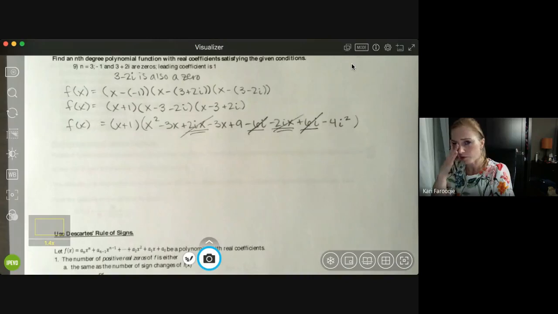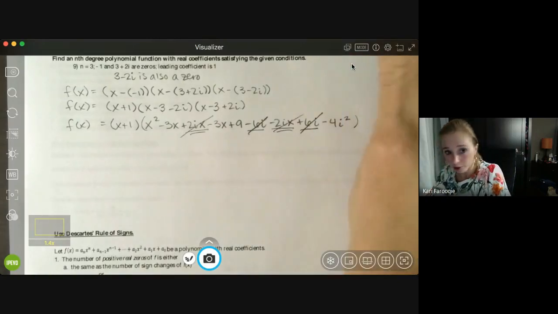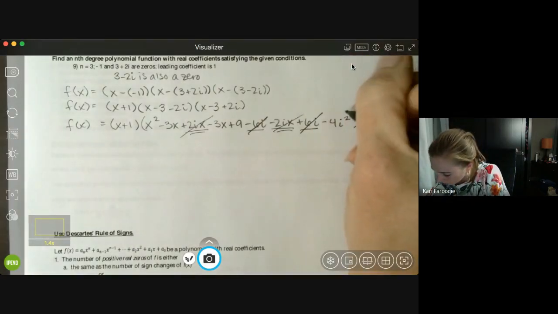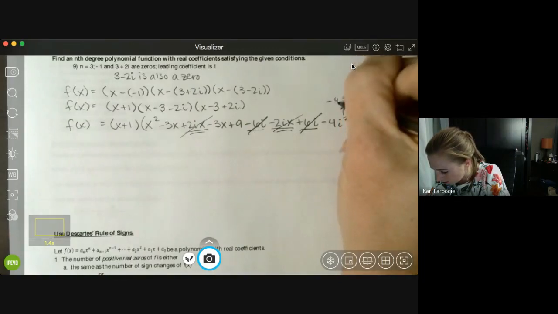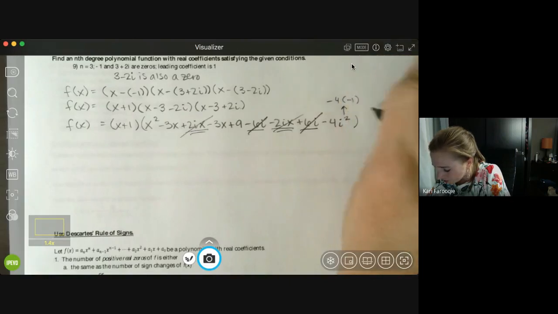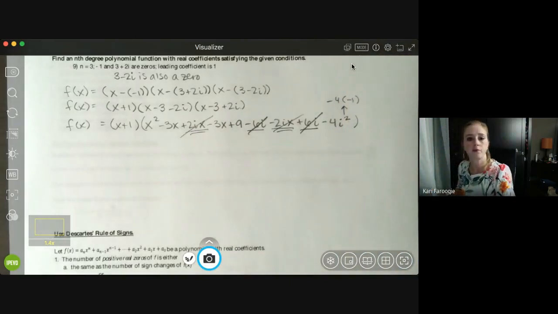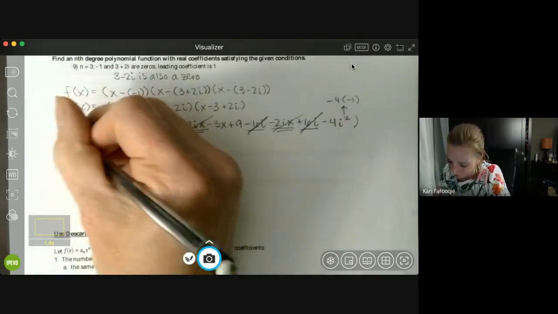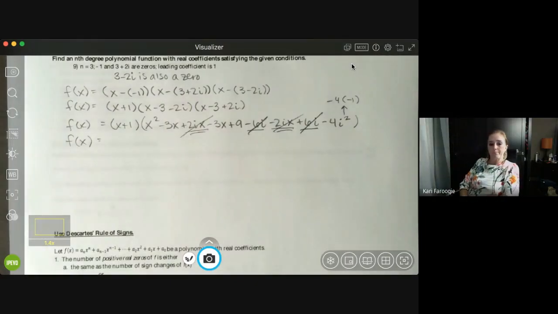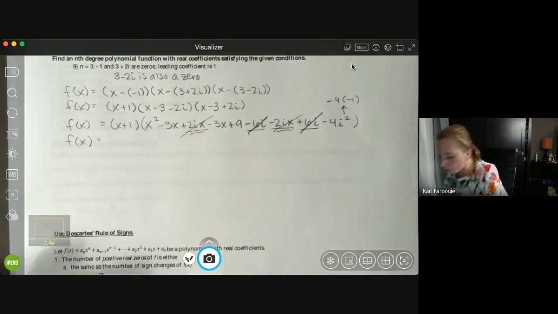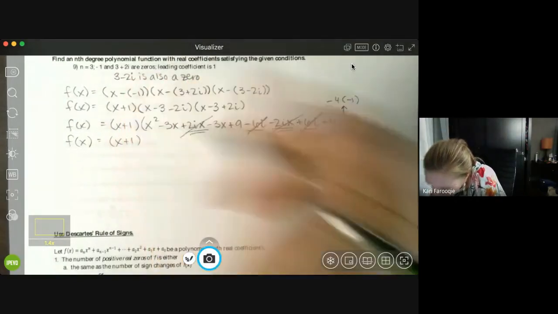So let's go through and simplify. And I want you to remember that i squared is equal to -1. So you're really going to take this term and call it -4 times -1. So that's what we're going to simplify in the next step. Does anyone have questions so far? Okay.